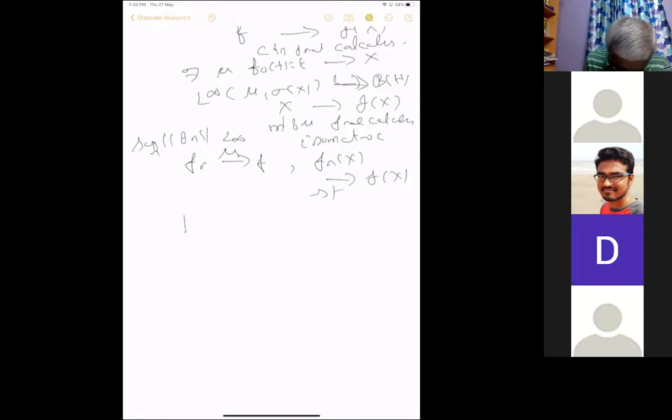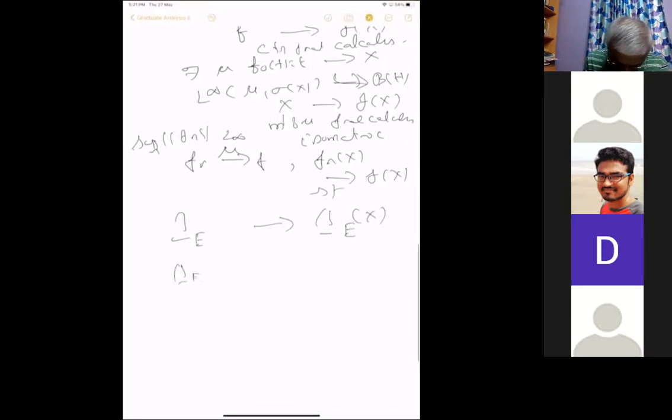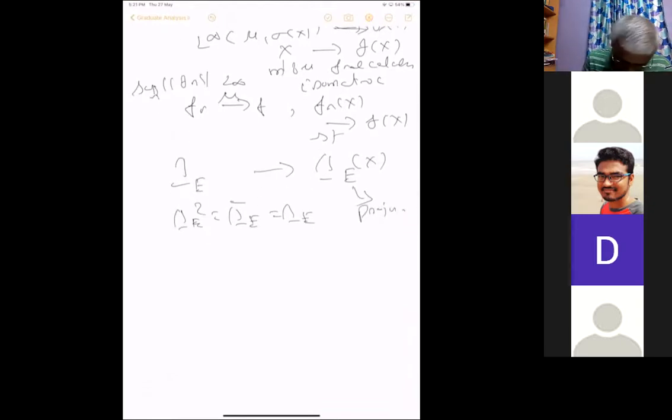In particular, if we take the indicator function, this is just the indicator function. So corresponding to that, you have this. And such a function is a projection because whatever this 1_E, 1_E square equals 1_E bar equals 1_E. So because of that, this is a projection. Because of this property, this is an algebraic homomorphism. This is actually a projection.